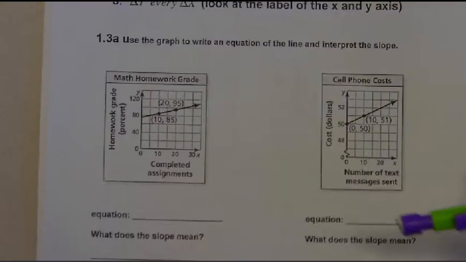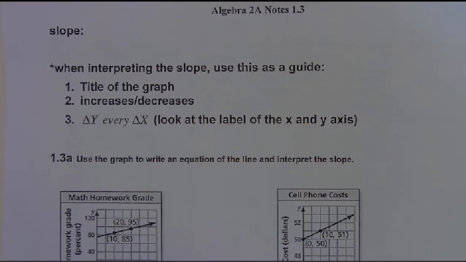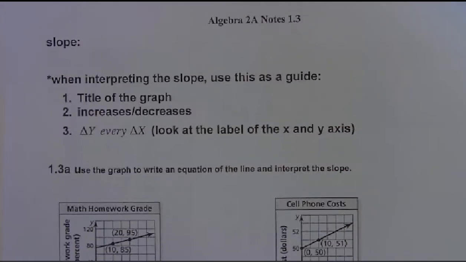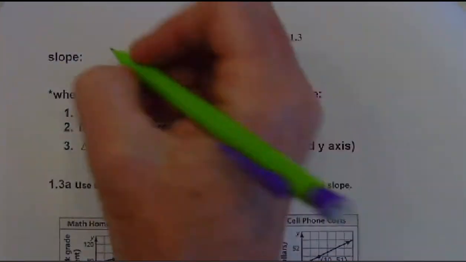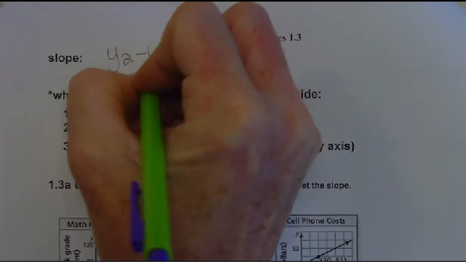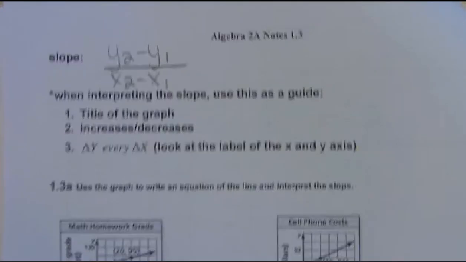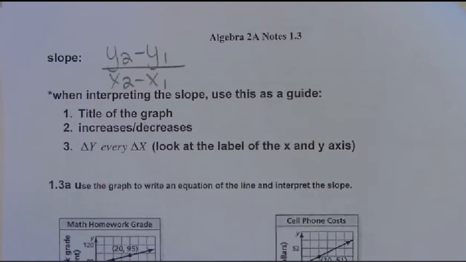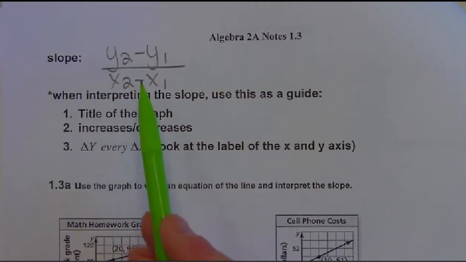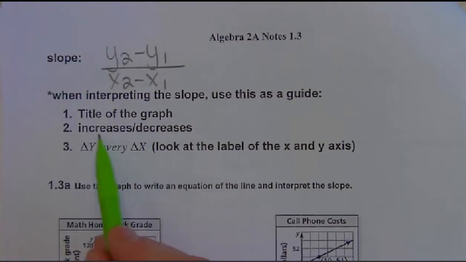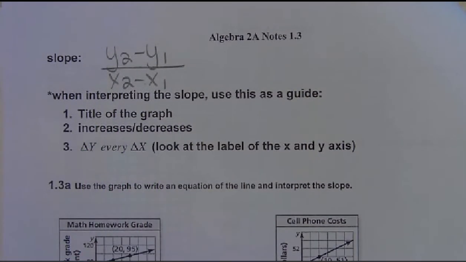All right, if you flip your page one more time, we're going to finish up doing some review of slope and slope-intercept form from Algebra 1A. The first thing you need to remember is the way you get your slope is always y2 minus y1 over x2 minus x1. So you do your change in y's over your change in x's. Okay? So what we're doing then is we're going to get a slope, write an equation, and then interpret the slope again. And we will use that interpretation by using this kind of guide right here.